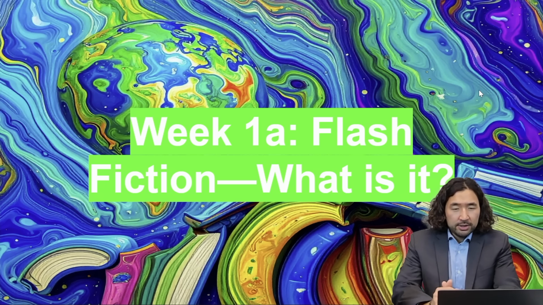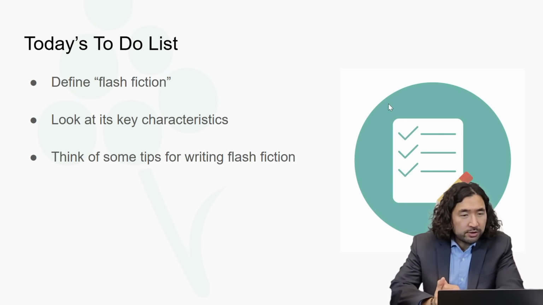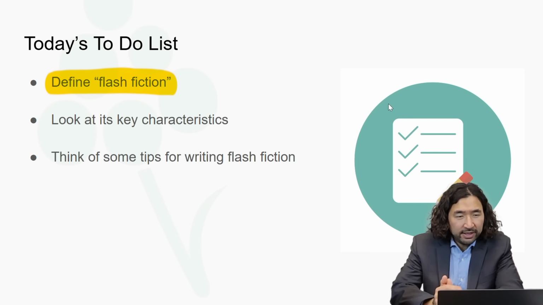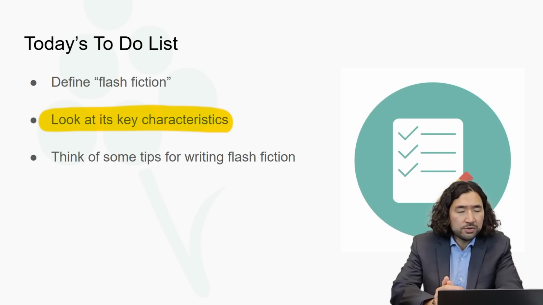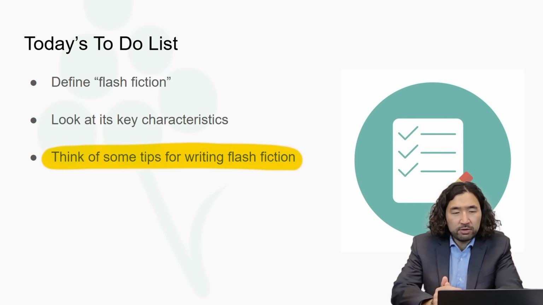Today we're gonna do our first lesson of our Violet program. It's a literature program, so I'm very excited to get started. Today I'm gonna go over what flash fiction is. Flash fiction is a very important element within literature, so I'm going to go over what this subtype of literature is all about. Today's to-do list: I'm gonna define what flash fiction is, look at its key characteristics, and lastly, think of some tips I can give to help you write better flash fiction.